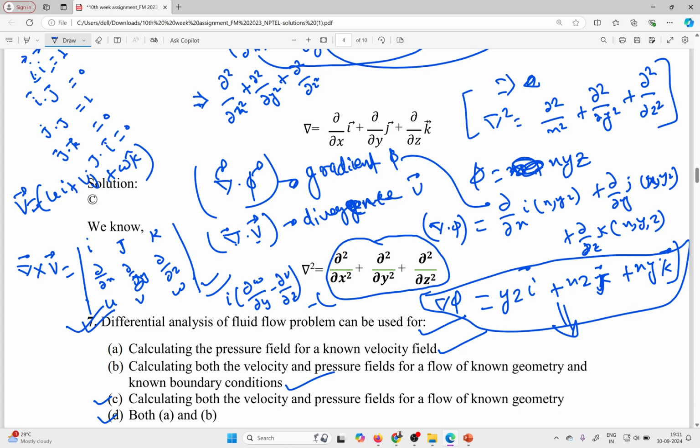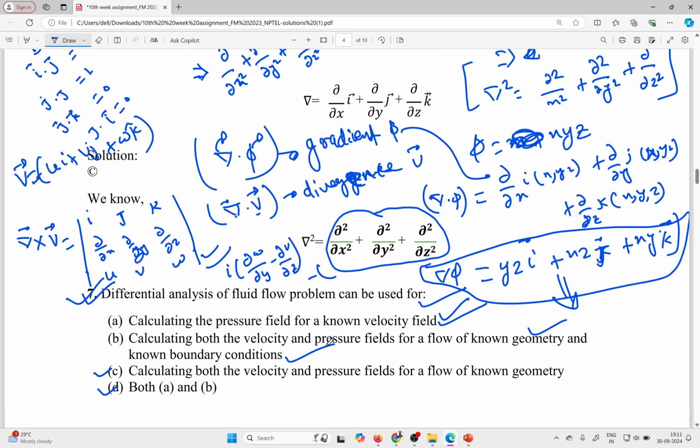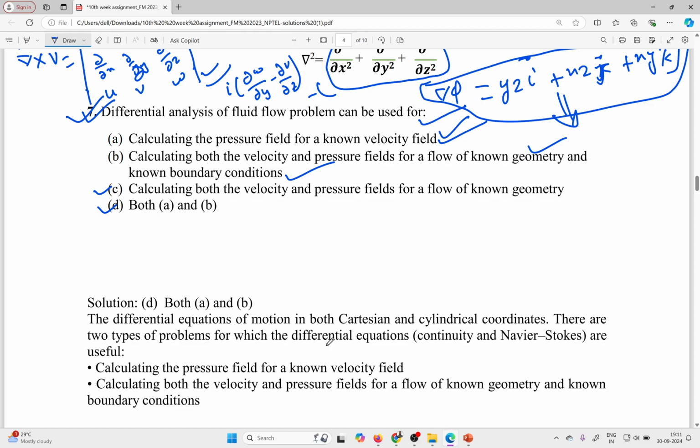So the question number 7, we use the differential analysis for calculating the pressure field for known velocity field and for both velocity and pressure field for known geometry and the boundary conditions. So option here A and B will be correct. The explanation is, the differential equation of motion in both Cartesian and the cylindrical coordinate.